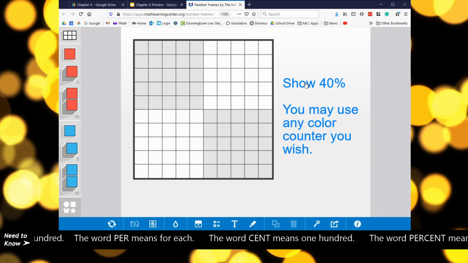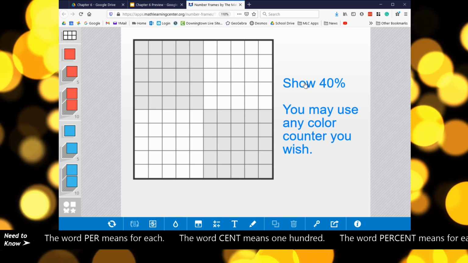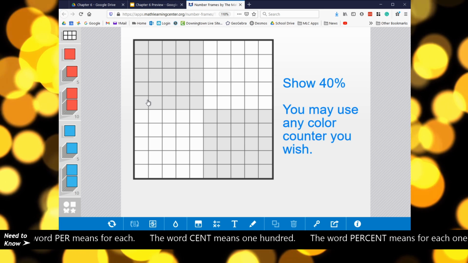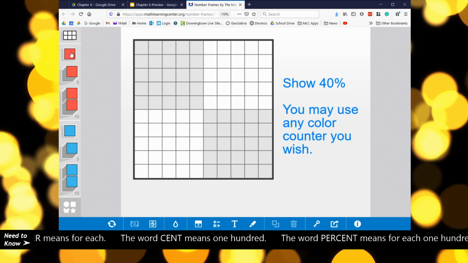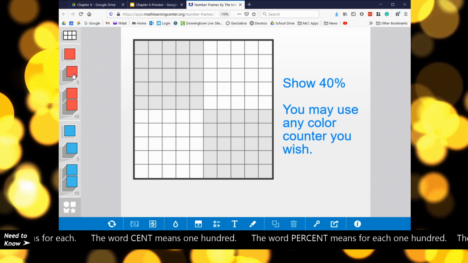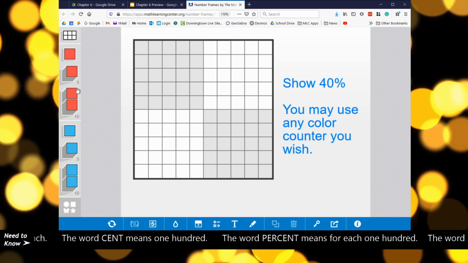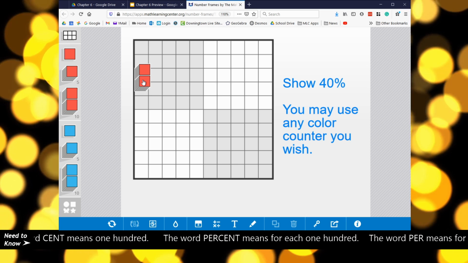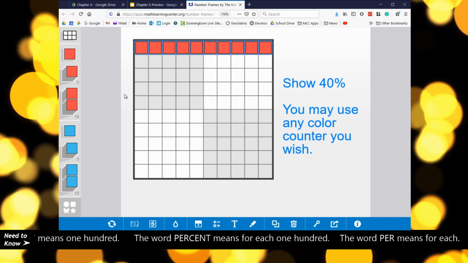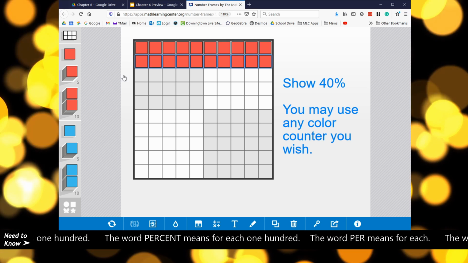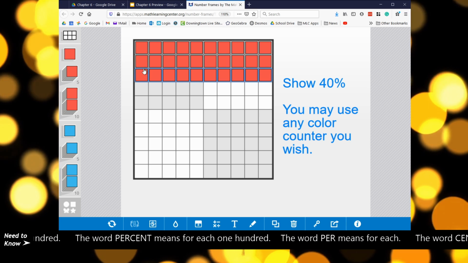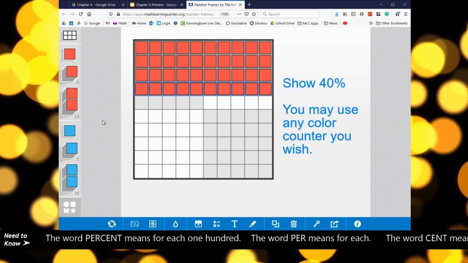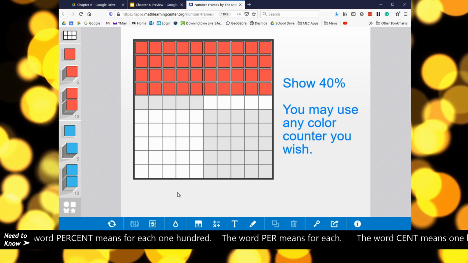So to show 40%, what you need to show is 40 parts out of 100. So you can either bring over individual squares, this will bring over a group of 5, and this will bring over a group of 10. So for 40%, I need 40 squares. So I'm going to start with 1 group of 10, 2 groups of 10, 3 groups of 10, and then 4 groups of 10. So there's my model for 40%.